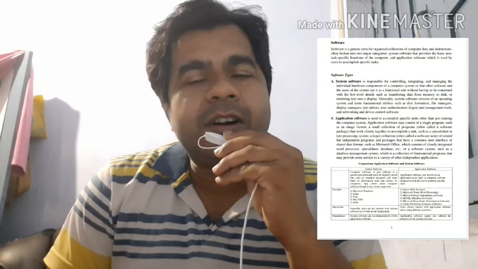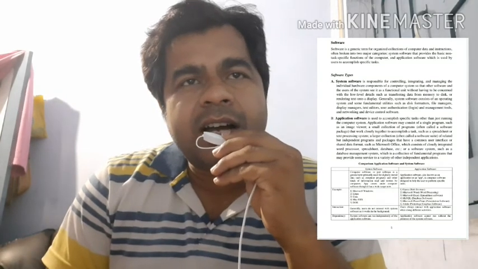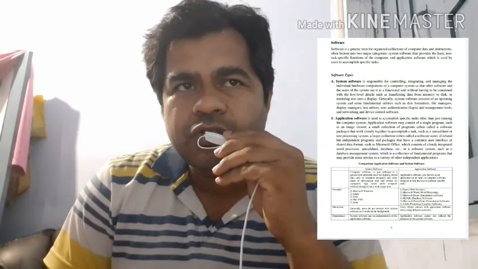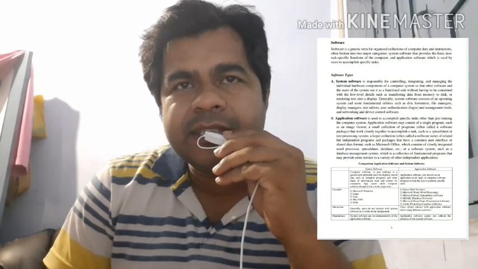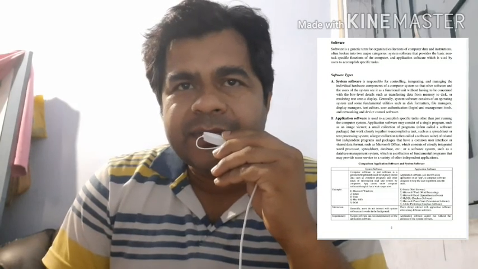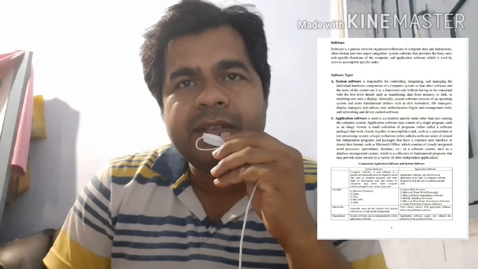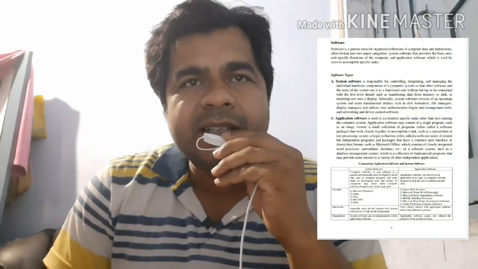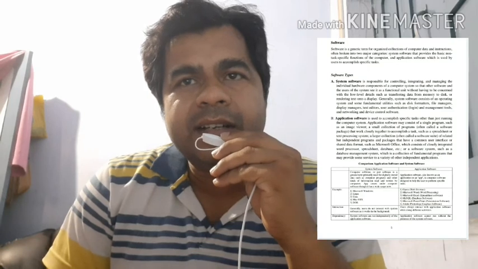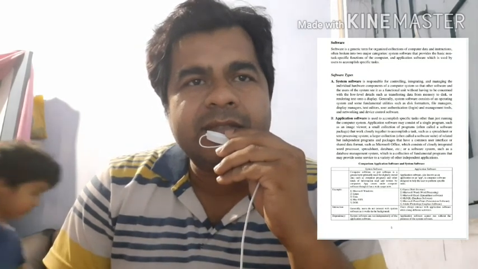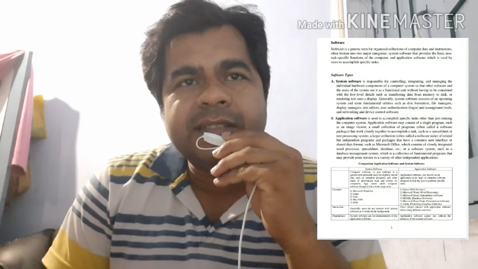Now what are output devices? An output device is any piece of computer hardware equipment used to communicate the results of data processing carried out by an information processing system. Your monitor is a perfect example of an output device. Printer, speaker, multimedia plotter, these are examples of output devices.